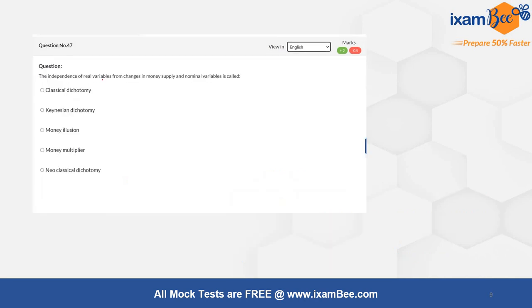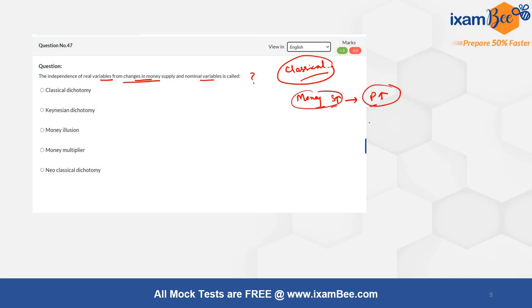Next question, the independence of real variables from changes in money supply and nominal variables is called what? Now this statement comes from the classical theory of determination of output and employment. From this theory we know that if money supply increases, then only the price level increases. It does not change the real variables, that is the output, real wage, employment, and so on. It only affects the nominal variable, which is the price level.